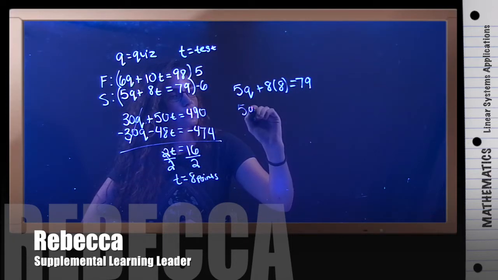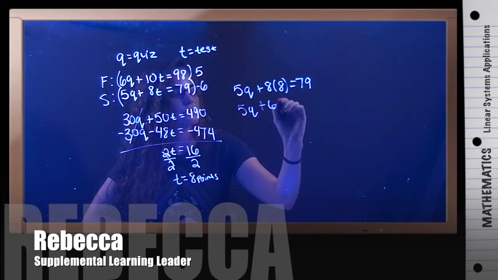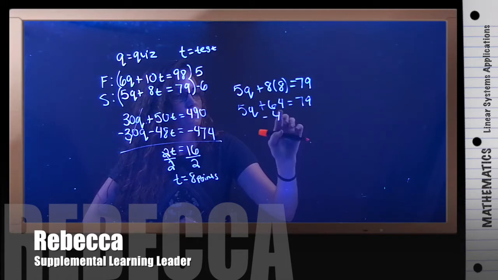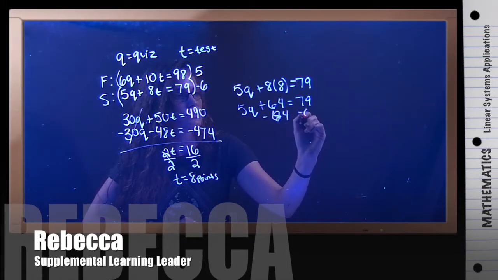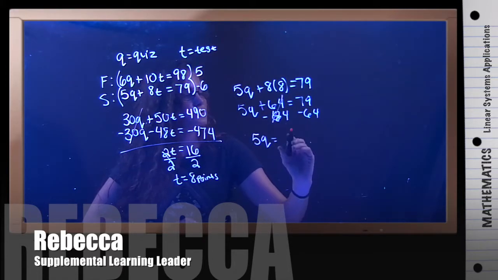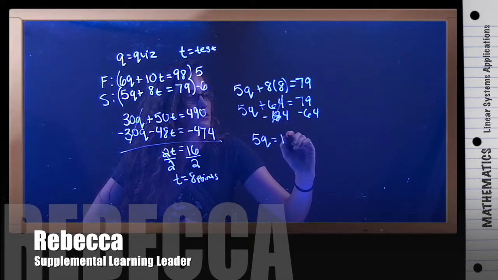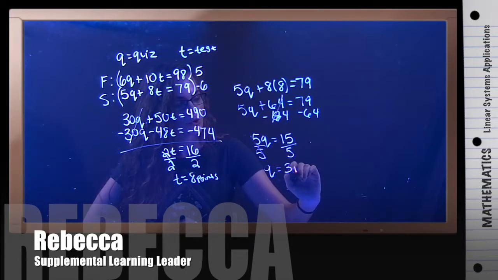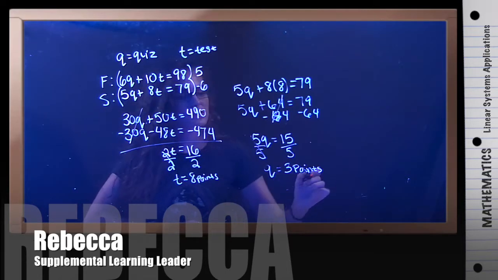Now 5Q plus 8 times 8 is 64, equals 79. We can subtract 64 from both sides, and this becomes 5Q equals 15. We can divide by 5. Q equals 3. So quiz questions are all worth 3 points. Now let's write it in a complete sentence.